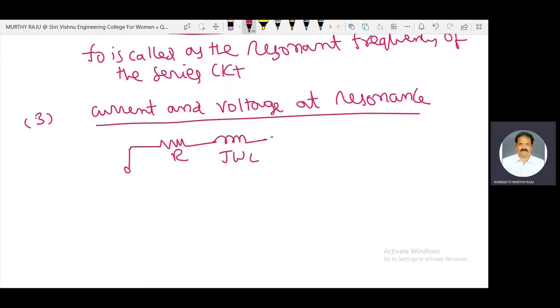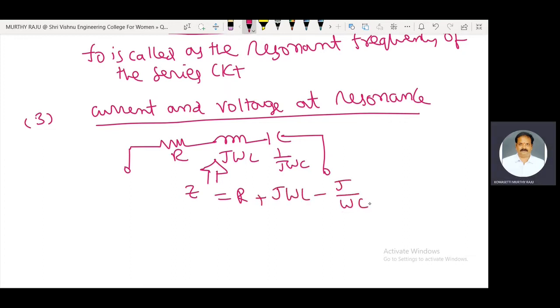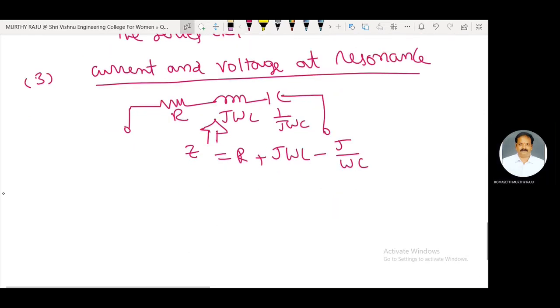j omega L, 1 by j omega C. This is the series RLC circuit. The impedance is Z is equal to R plus j omega L minus j by omega C. This one is Z.